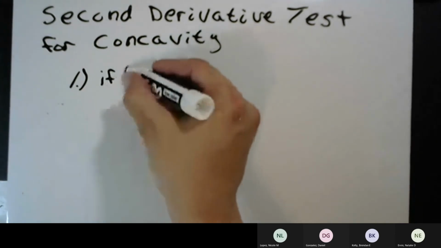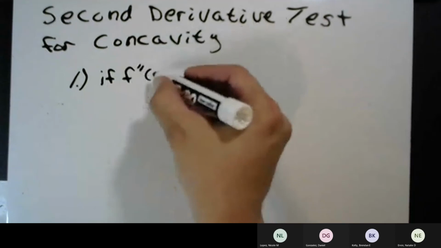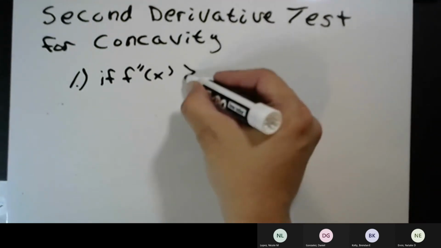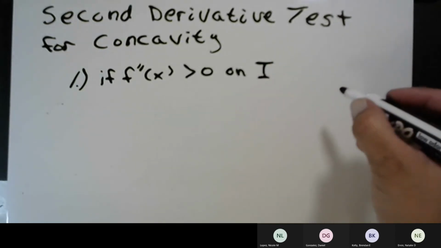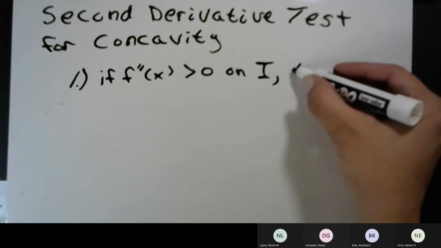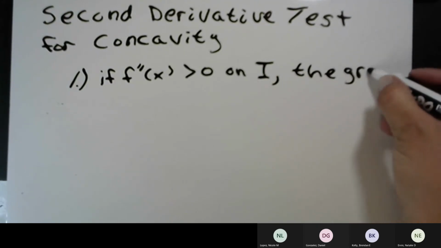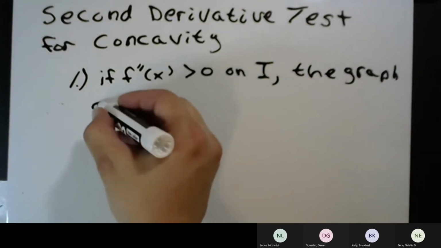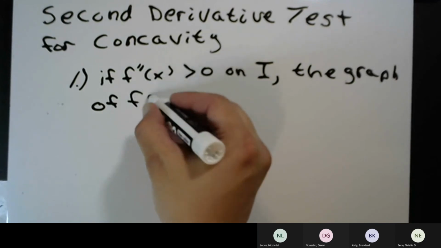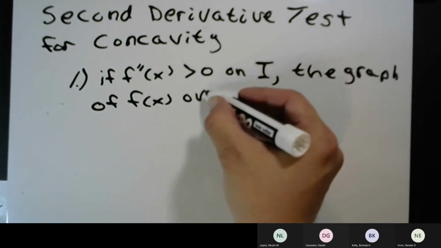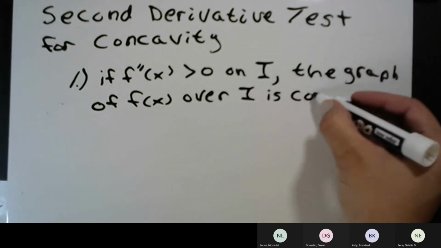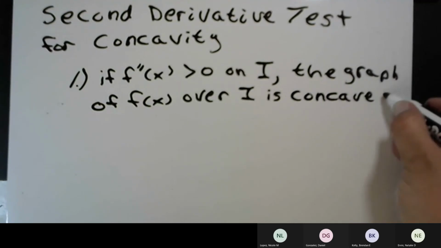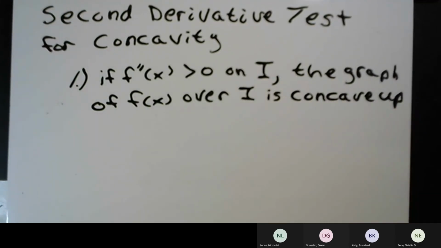If f double prime of x is greater than 0 on this open interval I, the graph of f of x over I is concave up. So we're going to get some help from the second derivative.